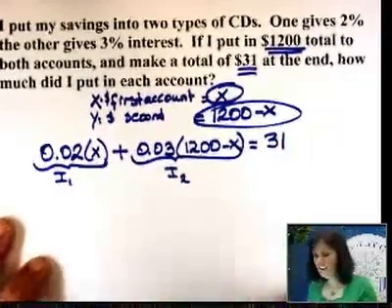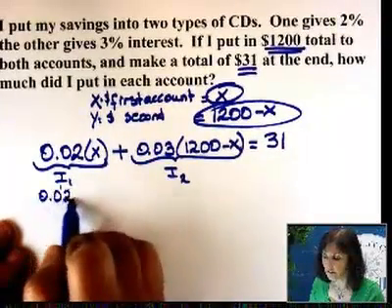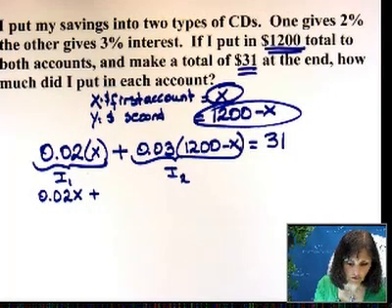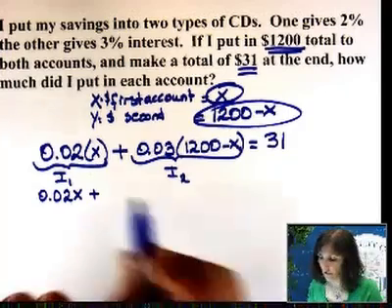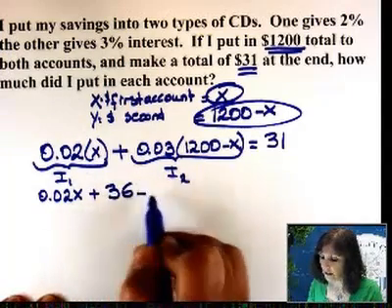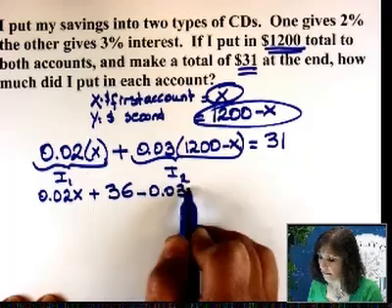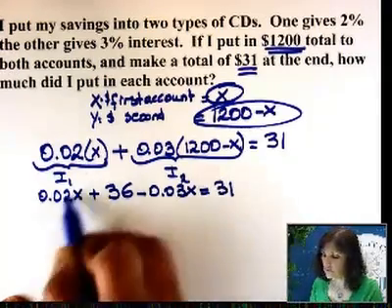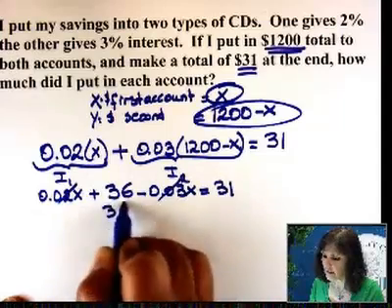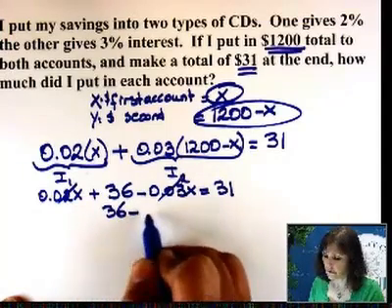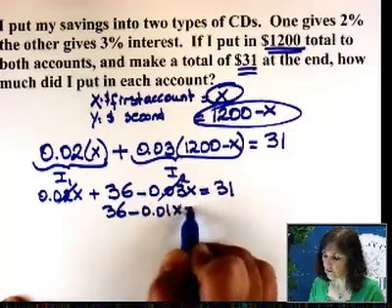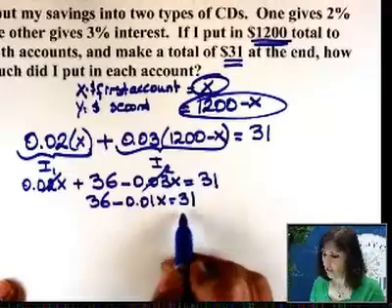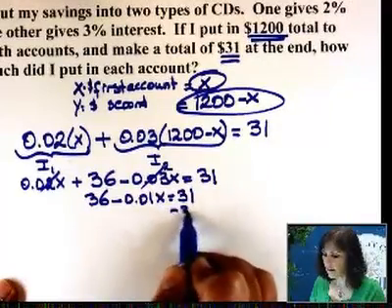All right, so let's write it down. 0.02x plus, let me multiply this, 0.03 times 1,200. That one is 36 minus 0.03x equals 31. So these two will give me 36 minus 0.01x equals 31. Now I'm going to subtract 31 from both sides.